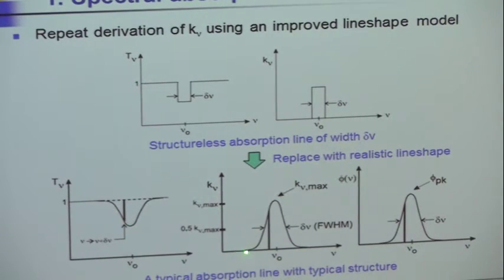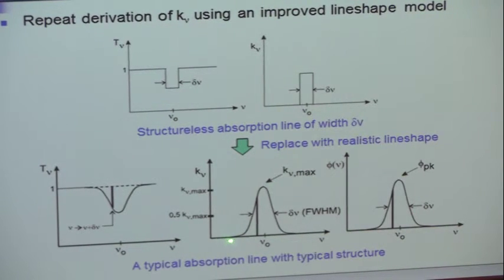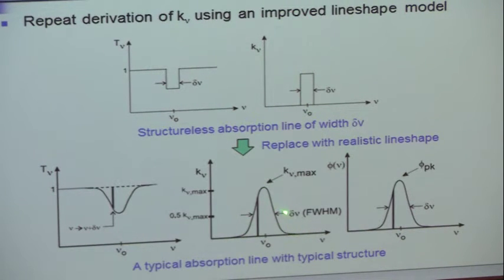So that K nu is going to look something like this. Instead of being rectangular, it's going to have a shape. We're going to call the width at half of the peak height the full width at half maximum. And we're going to define a line shape function so that the integral is 1, so that it looks just like K, but it's normalized so that this area is 1. That's what we're going to do. So we're going to include the line shape.